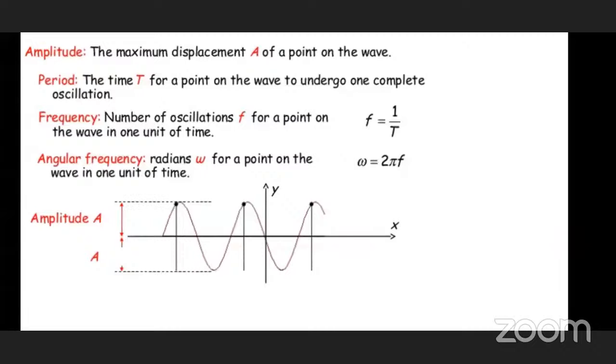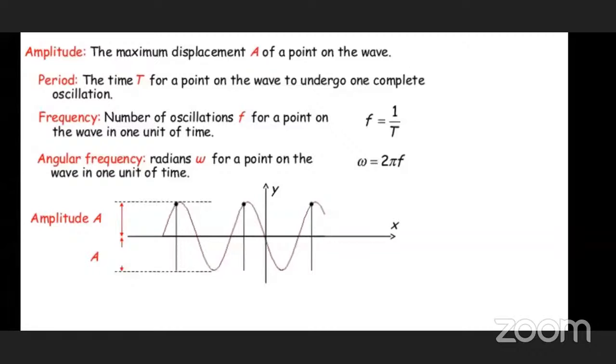Not only this, there are some more parameters. Wavelength is another parameter, which is not shown here. The wavelength is represented by lambda. What is the wavelength? It is the distance between two consecutive points of the same phase. In this diagram, two amplitude points are shown, and the distance between these two consecutive points is lambda, the wavelength.